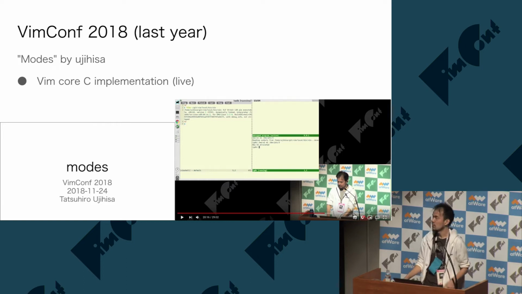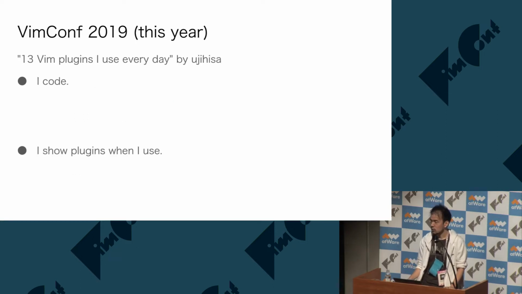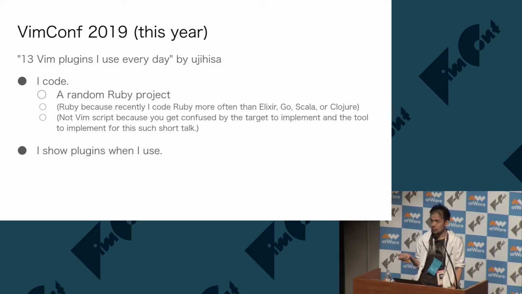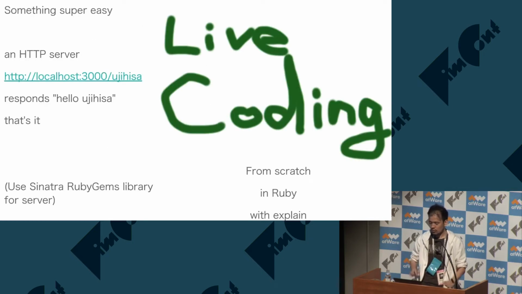I talked about Vim mode last year at VimConf, including the C implementation, and I did some live coding. This year, I don't talk about Vim Core at all, but I talk about how I code and how I use plugins. I will pick a random Ruby project here. The Ruby project itself is not the main point, but I will talk more about the process. I'm going to make a super simple HTTP server. When you make a request to this URL with a random query, it will respond with hello, something. That's it, super easy, right?